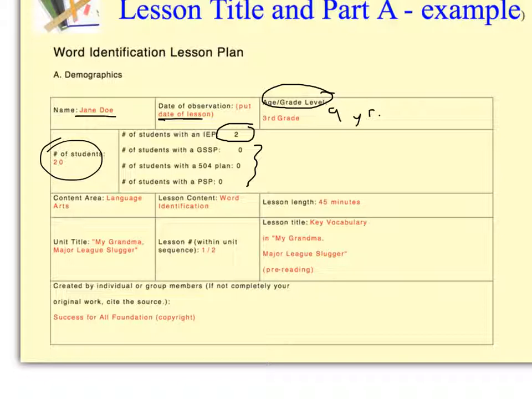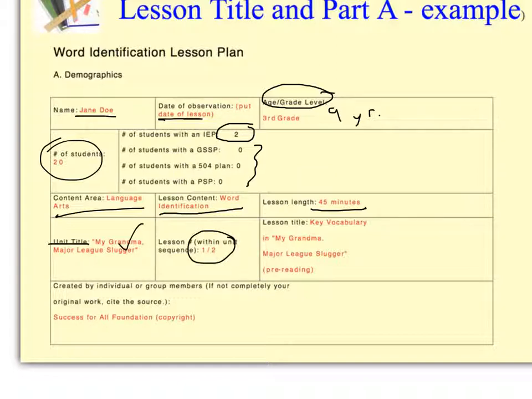Next section, content area. That means what subject, what is the content of the lesson, the projected length of time that you will spend on this lesson if you were teaching it in the real world. If it is a unit, give it a title. If it's not a unit, then this is not applicable.